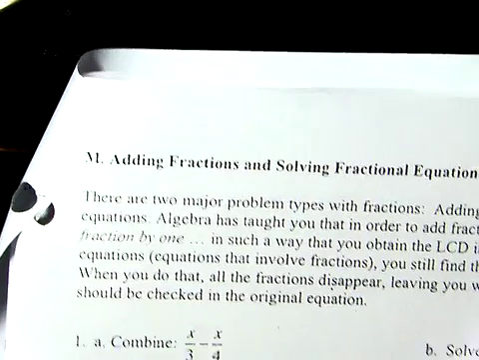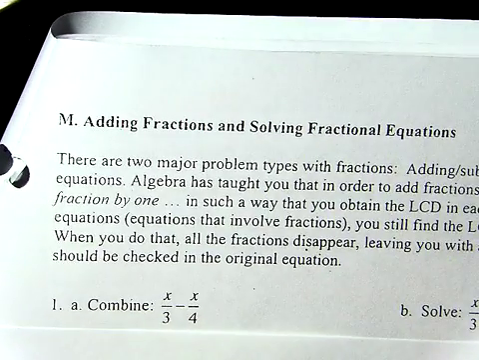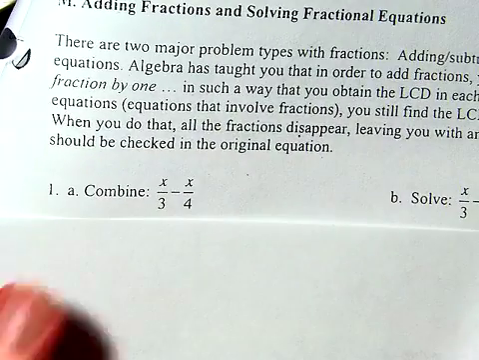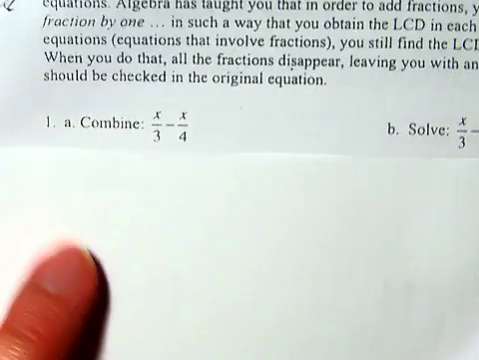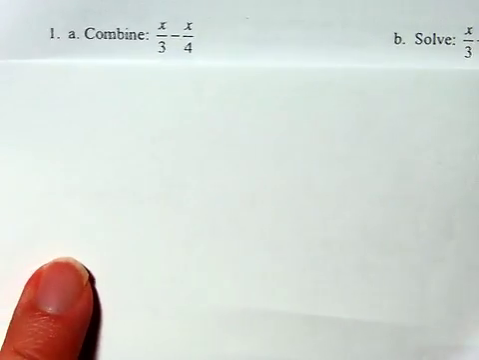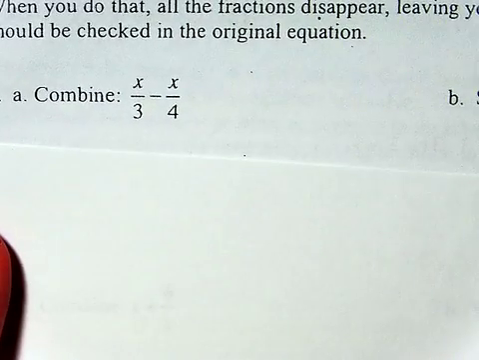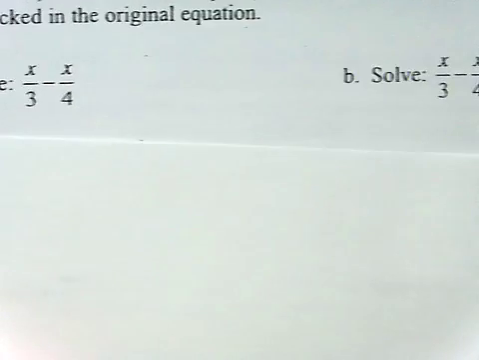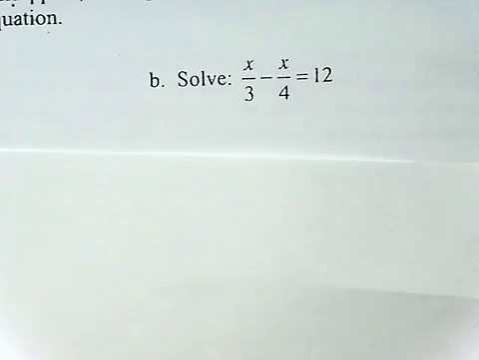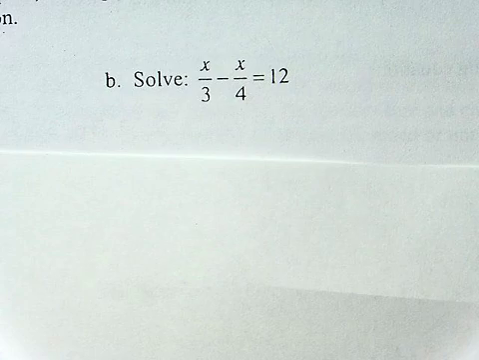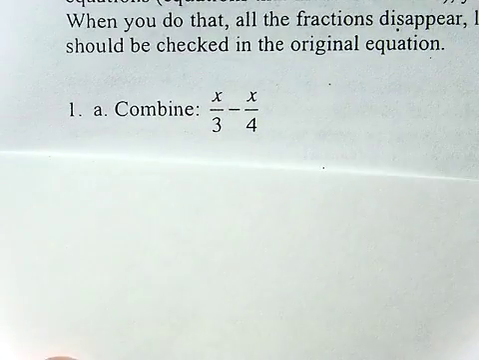So starting now on Chapter M, adding fractions and solving fractional equations. What we're going to do here is combine x over 3 minus x over 4, and then use that as a stepping stone to solving this problem, x over 3 minus x over 4 equals 12. So let's do it.